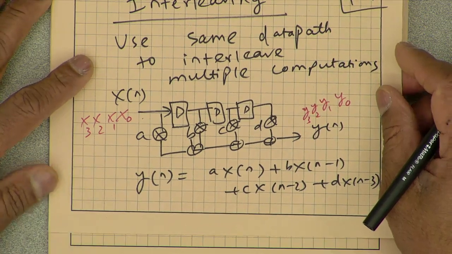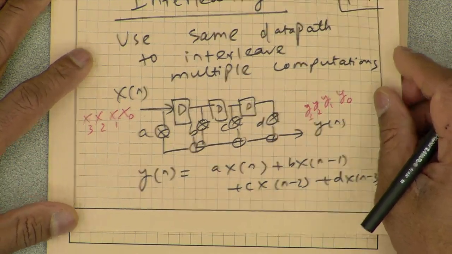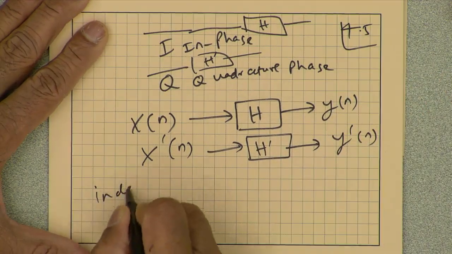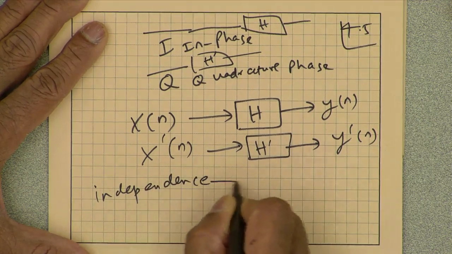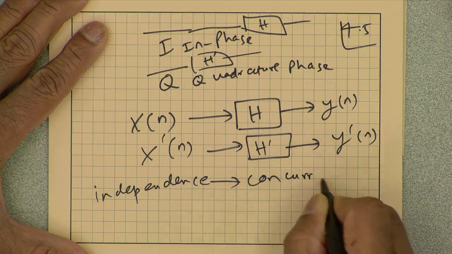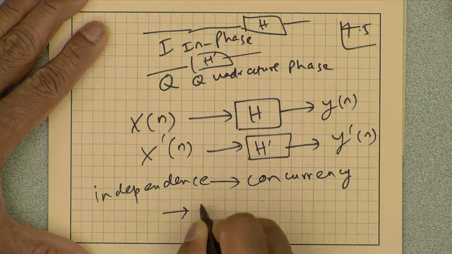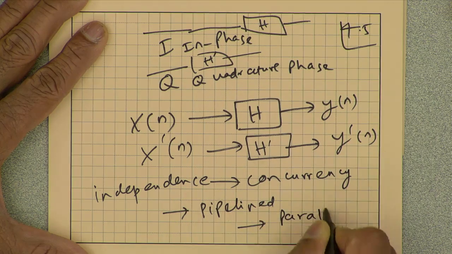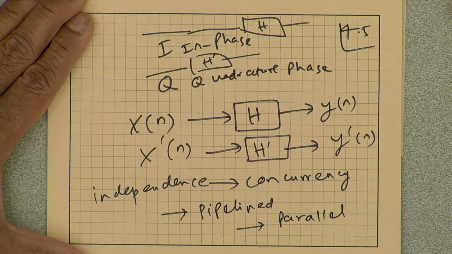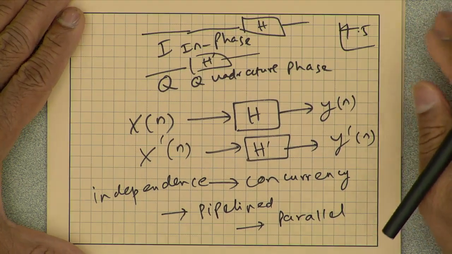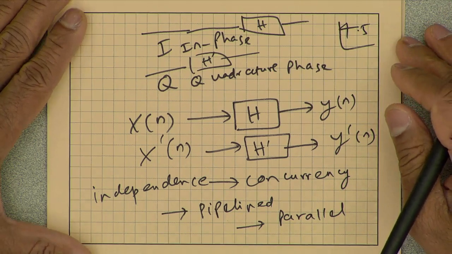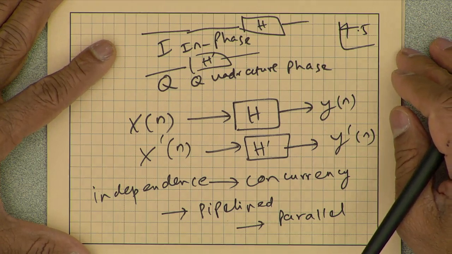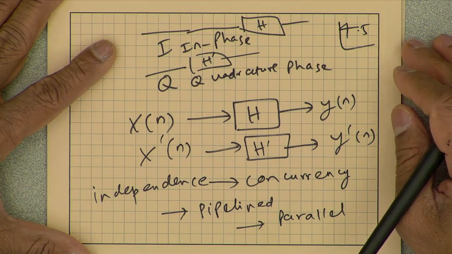The word independence is important because one computation does not depend on another computation. Anytime we talk about independence, that's the same as concurrency. That means these two operations are concurrent, and that's why they can be pipelined or processed in parallel. I talked about pipelining and parallel processing being dual approaches, meaning anything that can be pipelined can be processed in parallel and vice versa. Okay, so what do we need to do?